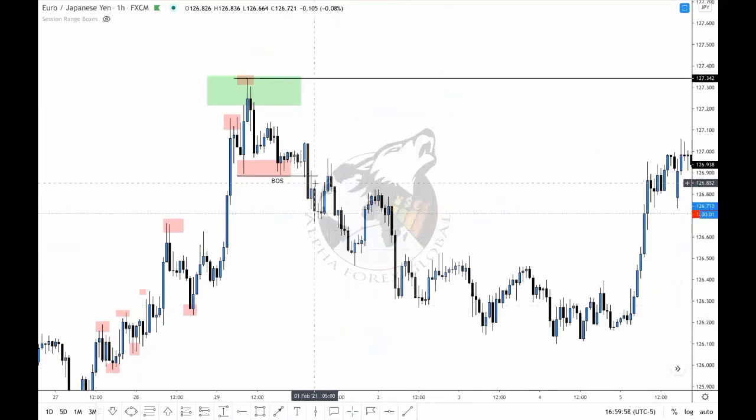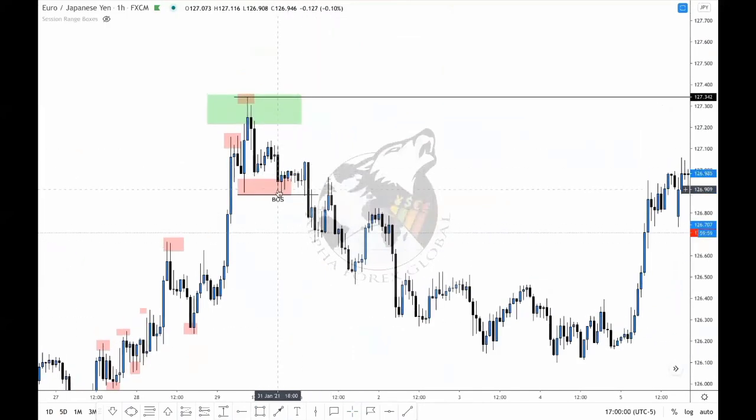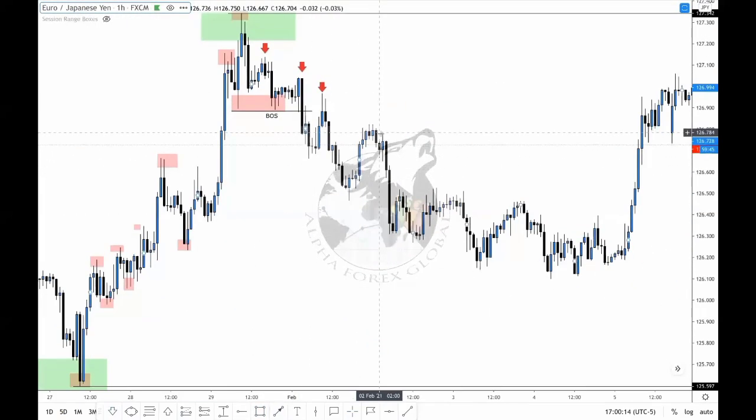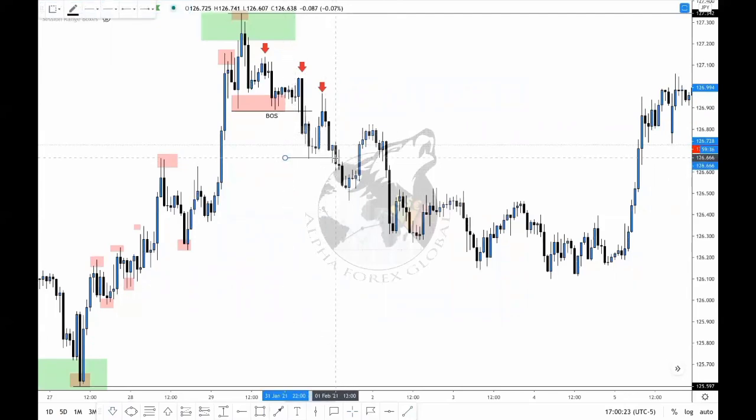So on the 1 hour time frame, we see that the market broke structure and retested this sponsor, this order block right here. So the market is now creating lower highs. Cool. So the market created this lower high right here, and then it broke structure. So we have this breaker structure here.